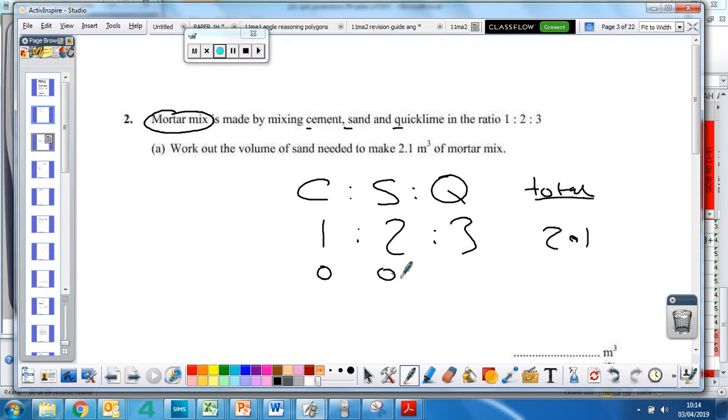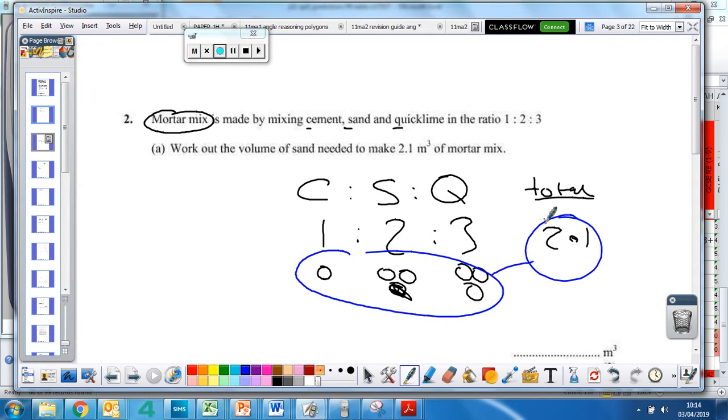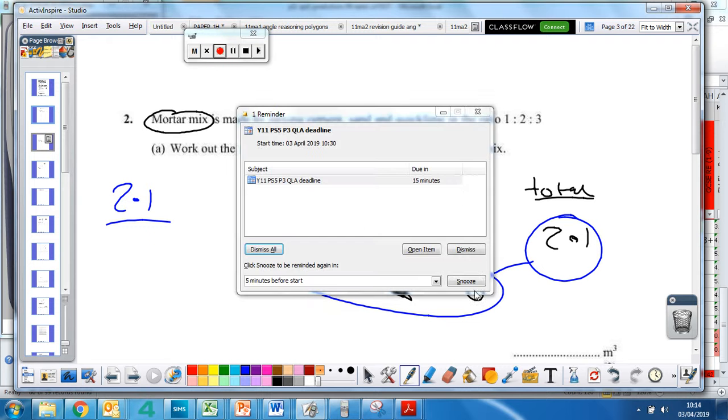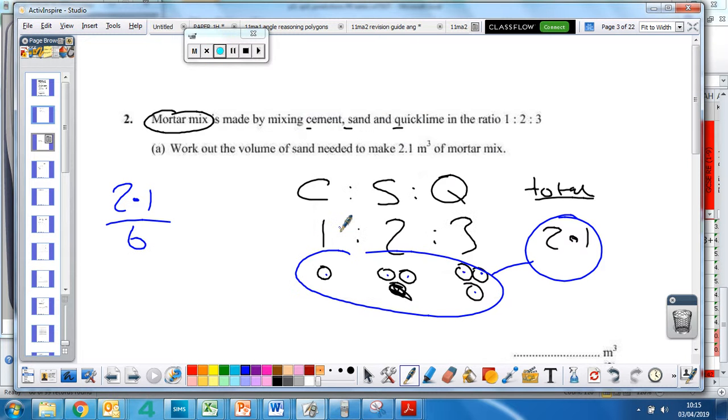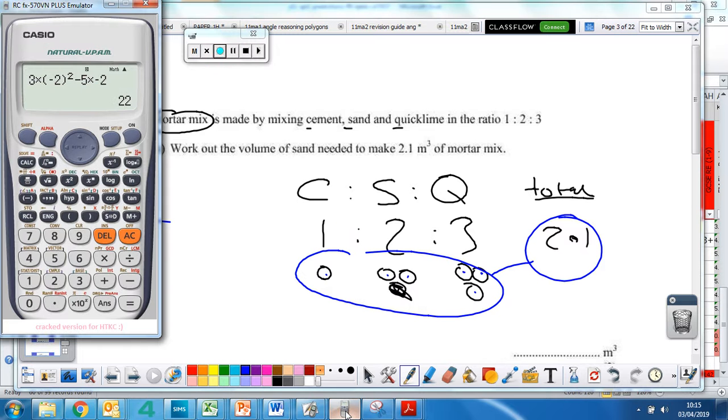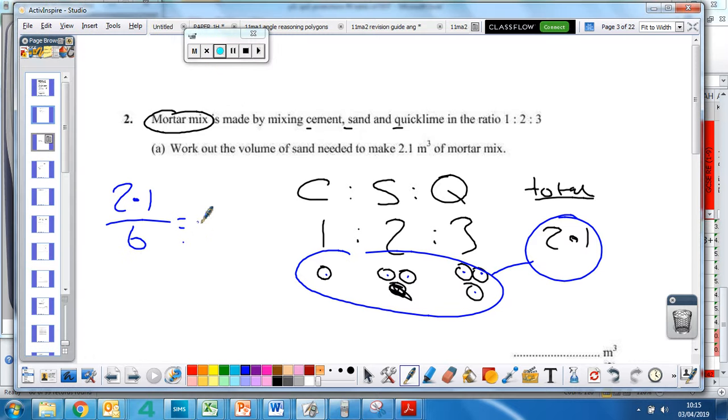So 1 part, 2 parts, 3 parts. And they're saying that the whole lot is 2.1. So we need to do 2.1 divided by the 1, 2, 3, 4, 5, 6 parts. 2.1 divided by 6 is what we need to do. Calculator, 2.1 divide 6 equals 0.35. Okay, so that's 0.35 cubic meters. Each part is 0.35.